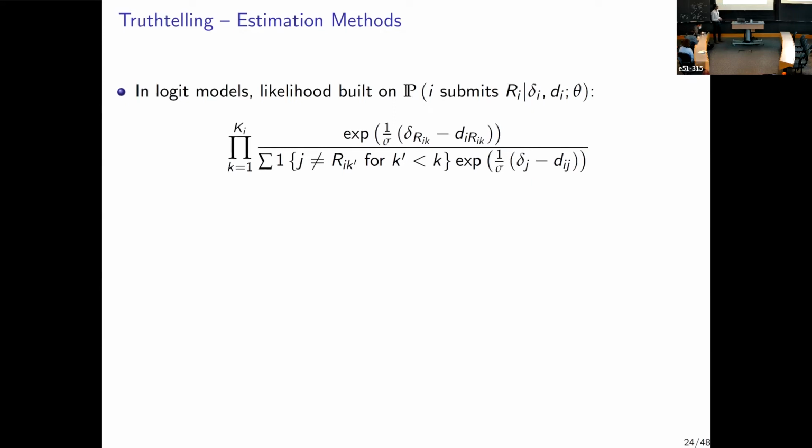Again, logic models, we know how to estimate this. If they have a closed form solution, that seems quite easy.